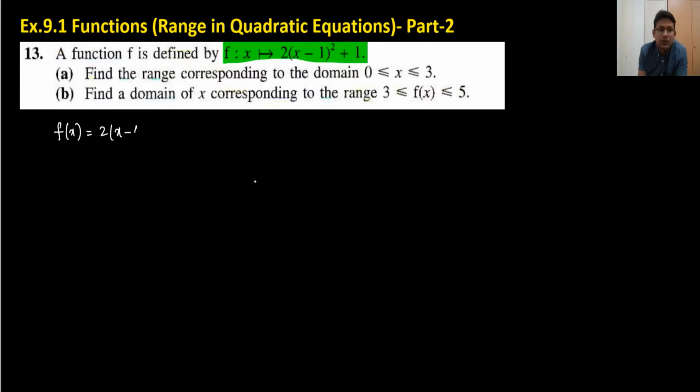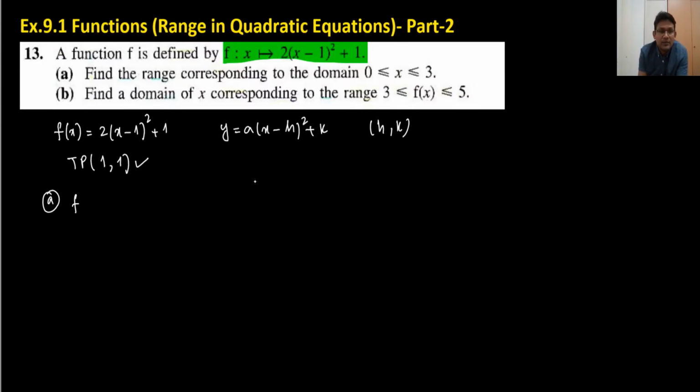2(x minus 1) whole square and plus 1. When we compare with this a(x minus h) whole square plus k, where h and k are the turning point, what is the turning point here? The turning point is 1 and 1, because normally we change the sign. h is positive here. The turning point is clear, and the first part is to find the range.